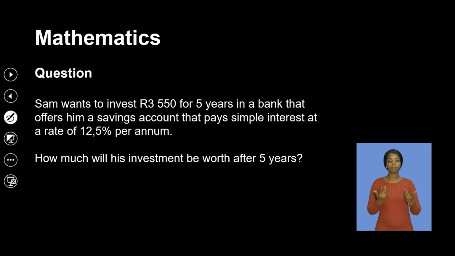Let's look at maybe one more example of this. So Sam wants to invest 3,550 for 5 years, right? So this would be the P value, the principal amount.